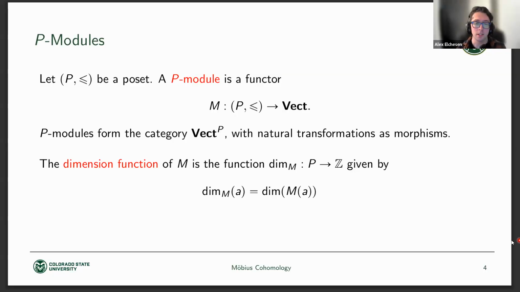And the dimension function of a P module M is an integer valued function, dim sub M, which just assigns the dimension of the vector space at A to the point A.